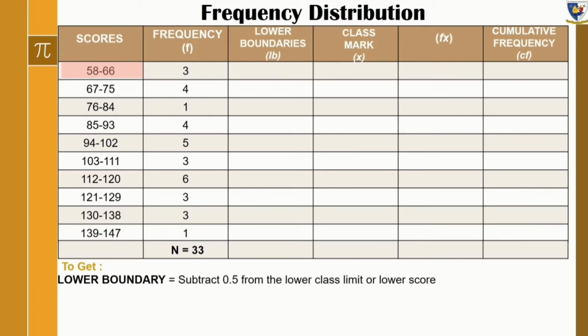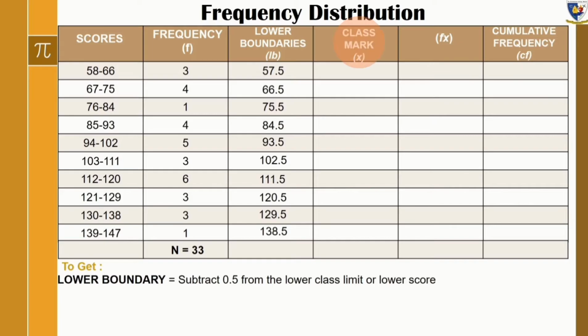So in the score 58 to 66, the lower score is 58. So 58 minus 0.5 is 57.5. And in 67 to 75, the lower score is 67. So 67 minus 0.5 is 66.5. And in 76 to 84, 76 is the lower score. So 76 minus 0.5 is 75.5, and so on.